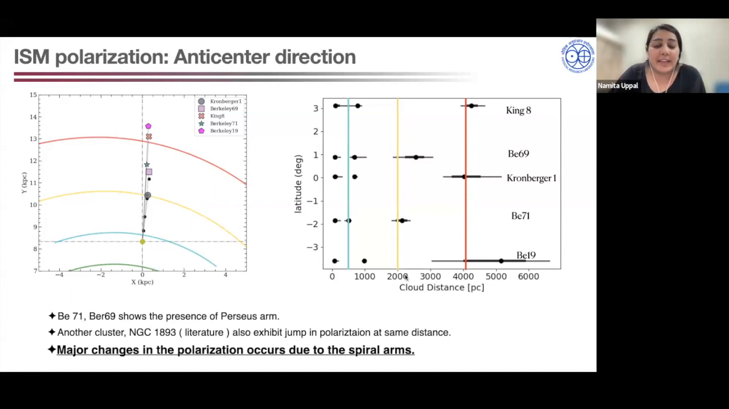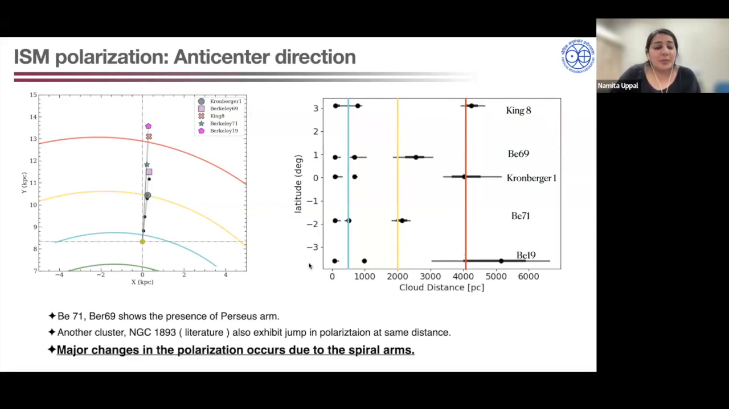On the x-axis is represented the cloud distance towards that cluster, and the y-axis is the latitude range, or we can say the cluster. And here, interestingly, what we are finding is that all the clusters, these two and this, are showing cloud distances which match with the spiral arms of the galaxy: the local arm, the Perseus arm, and even the outer arm of the galaxy.